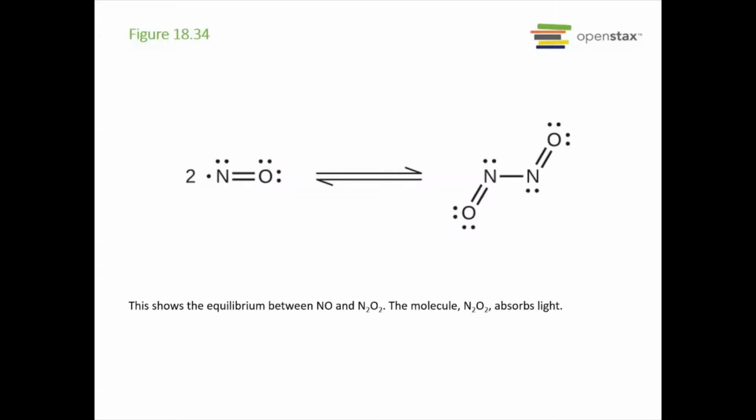So this is the equilibrium between NO and N2O2. N2O2 actually absorbs light and has color to it. So when you're in that liquid or solid phase is when you start to see this equilibrium happen. In the gaseous phase, it stays as the single molecules.